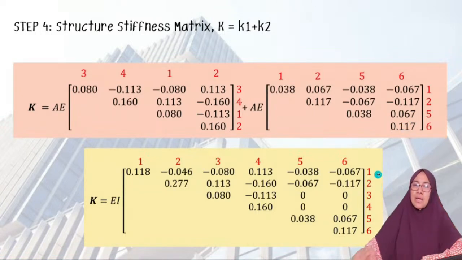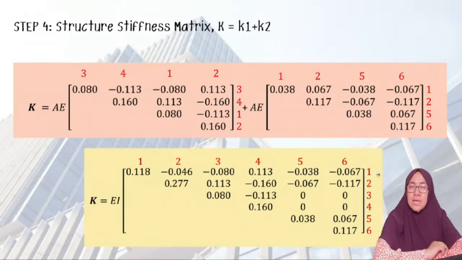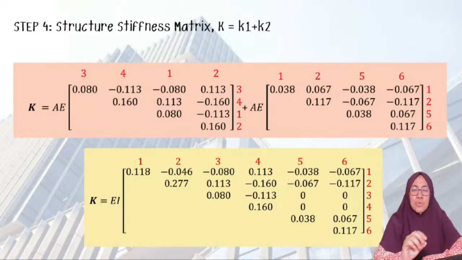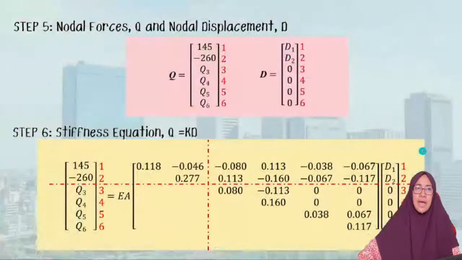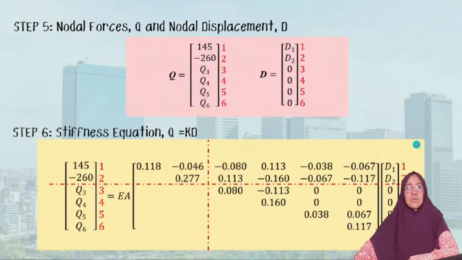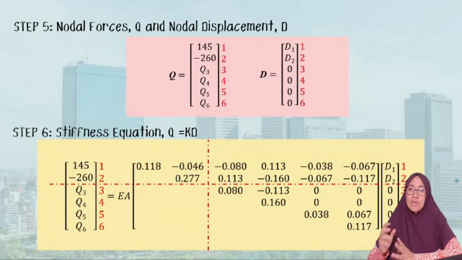0.117. Okay, do one by one step like just now. Okay, so we get a 6 by 6 matrix for the structure stiffness matrix. Okay, we have to define nodal forces and nodal displacement.